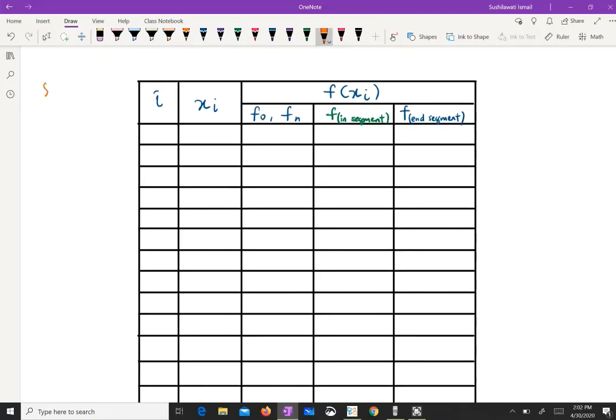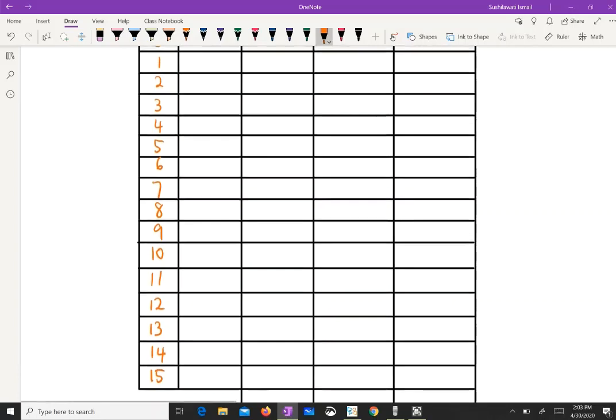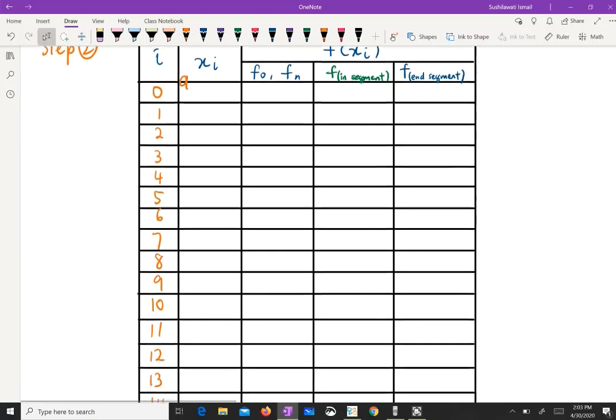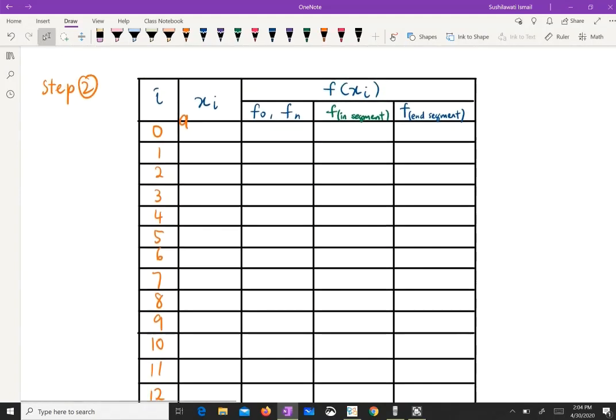So for the second step, we start by filling up the column for i. The column for i starts with 0 until the value of n. So our n here is 15. Then continue to fill up the second column, which is xi. Our x0 starts with the value of a and the column finishes with the value of b. So our b here is 6 and our a value is 1. For the following values of x in this column, we need to add the h value.